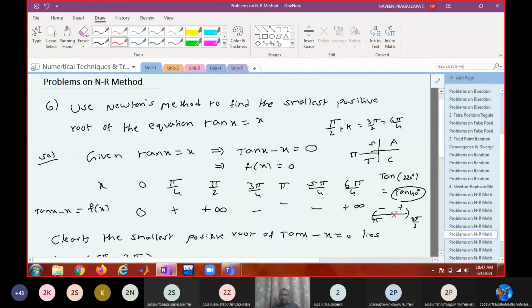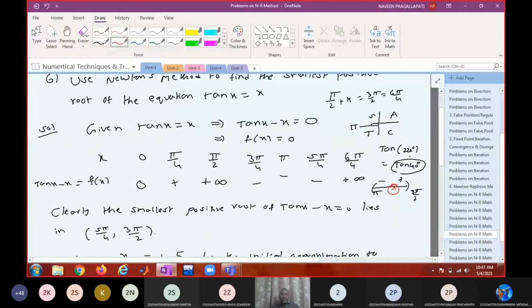And what kind of root is it? It is a positive root. And what kind of positive root is it? It is the smallest positive root, because this is the interval where we are seeing the occurrence of the positive root for the first time.